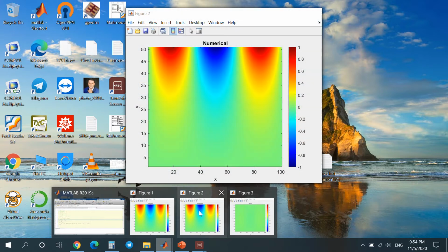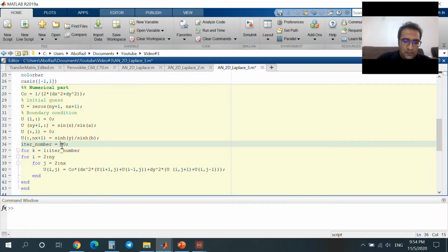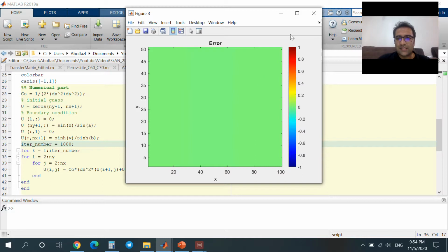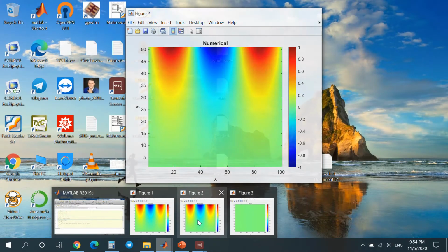It seems that there is a small difference, right? Let's increase more, 1000, and F5. You see, the error is 0 again, and if we look at the numerical and analytical, they are identical. And this is the way for solving the partial differential equation using finite difference and the iterative method.